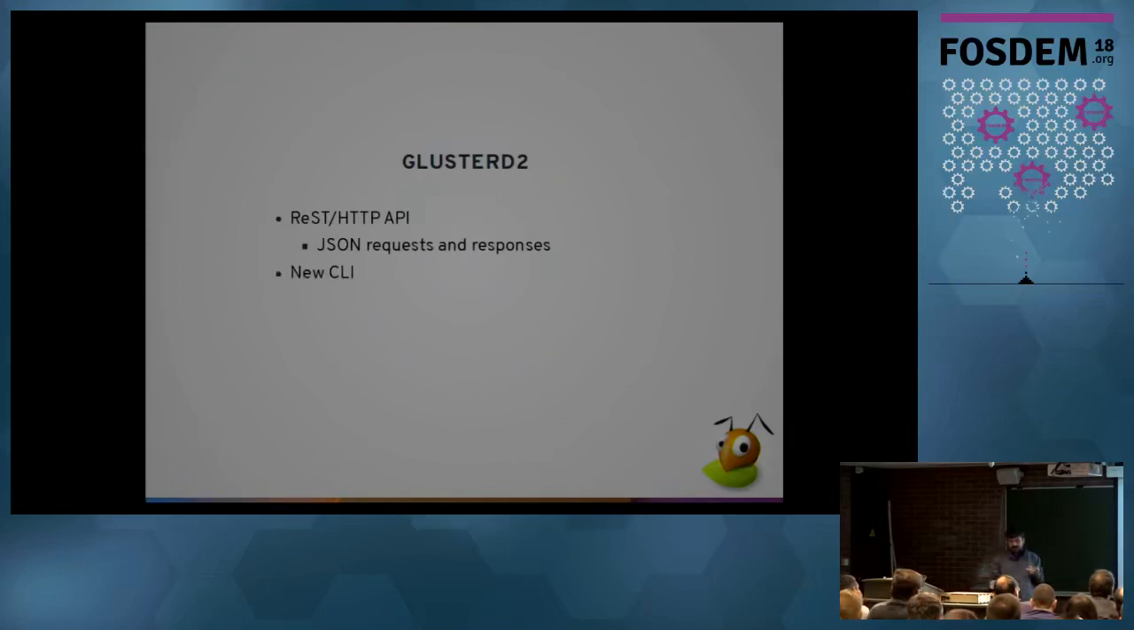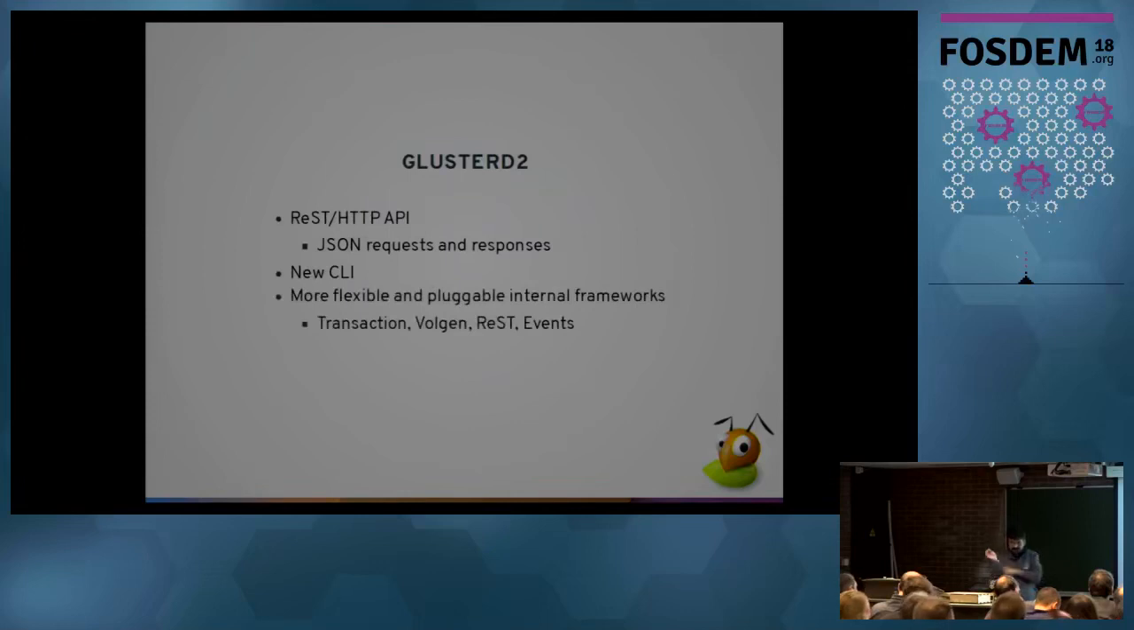So there is a new CLI tool which talks to this REST API. The new CLI tool, though it's new, will still retain most of the syntax of the existing tool. So there is not a lot to relearn. And internally in Gluster D2, we have done a lot more changes to make Gluster D2 itself more flexible and more pluggable for future enhancements.